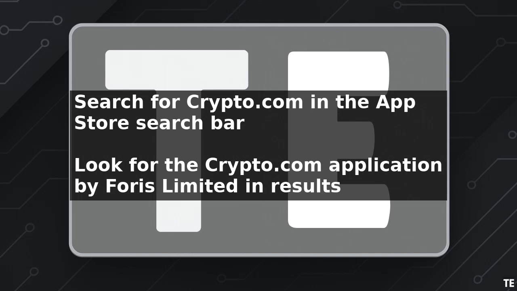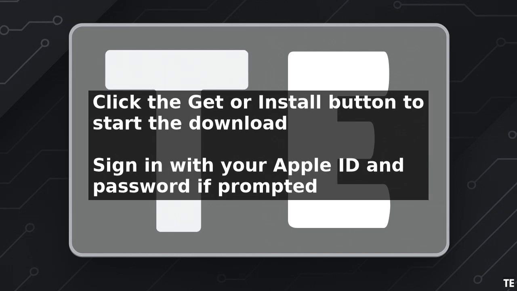On the Crypto.com page, you will see a button that says Get or Install. Click on this button to begin the download process. If you are not already signed in to the App Store, you may be prompted to sign in with your Apple ID and password. Enter your login credentials to proceed with the download.